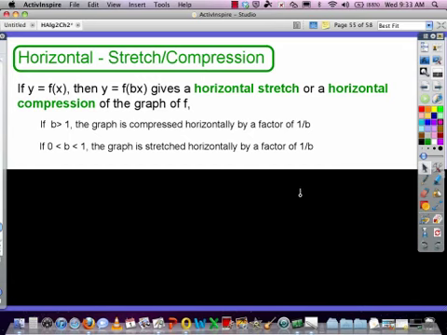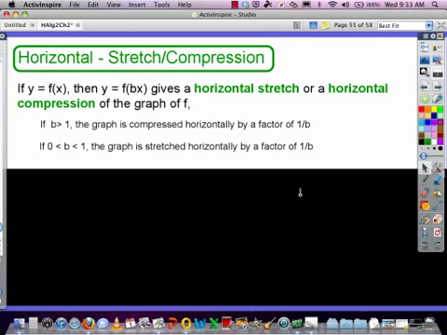Next one, horizontal stretch or compression. Notice the original, if y equals f of x, and then y equals f of b of x, it will give a horizontal stretch or a horizontal compression. Notice the factor again, b is contained in the x. So think again, x-axis, if it's inside with the x, we're doing something along the x-axis.